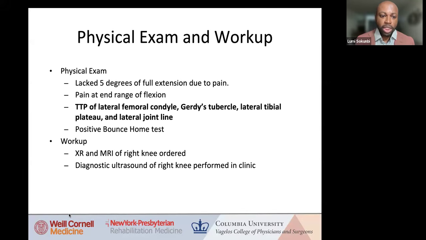Upon physical exam, she lacked 5 degrees of full extension due to pain. She was in a flare-up at the examination point. She had pain at end range of flexion, and she was tender to palpation of the lateral femoral condyle, Gerdy's tubercle, lateral tibial plateau, and the lateral joint line. Of the provocative tests, she was positive for a bounce home test. In terms of initial workup, we had ordered an X-ray and MRI, but in the clinic visit, we were able to perform a diagnostic ultrasound of that right knee.